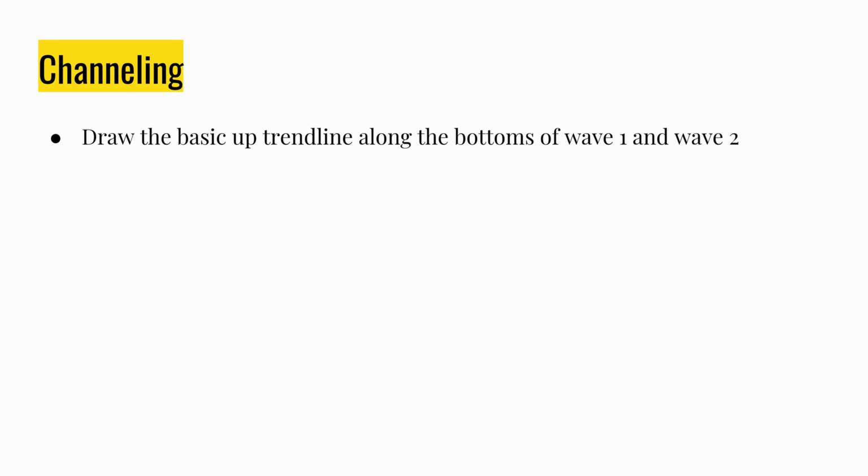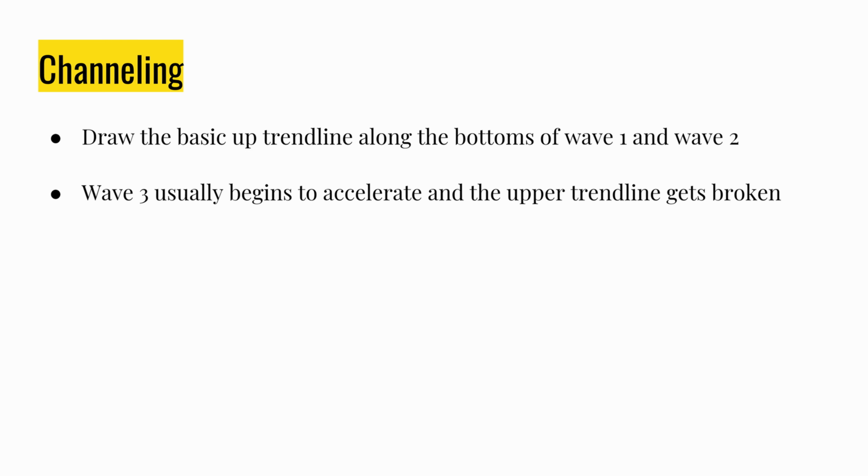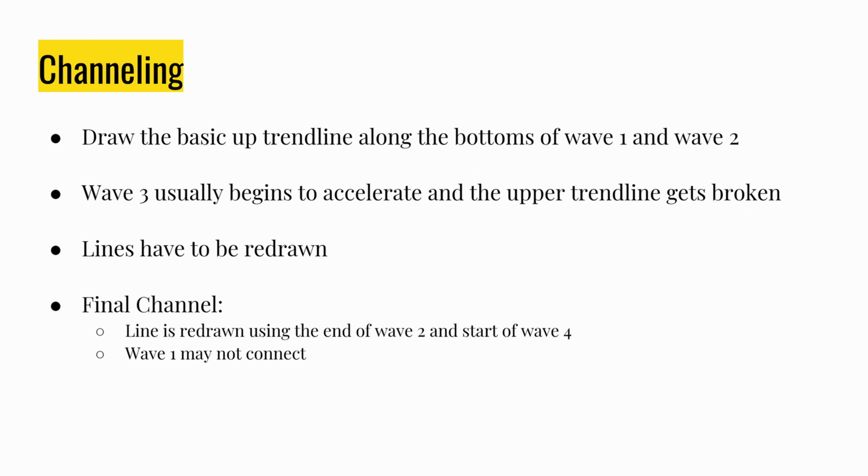The first step in drawing a channel on Elliott Waves is by drawing an uptrend line along the bottoms of Wave 1 and Wave 2. This channel usually holds until Wave 3, where we see an uptrend accelerate and break through the upper trend line. This means lines have to be redrawn. The line is redrawn by using wave 2 and wave 4. The end of wave 2 will be for the lower trend line, while the start of wave 4 will be for the upper trend line.